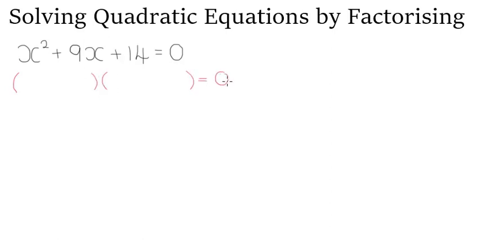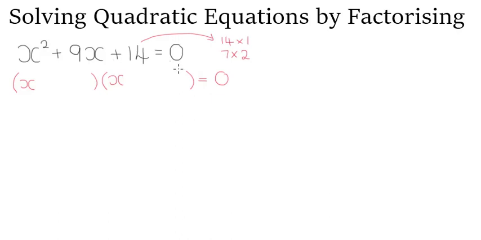So let's first look at how we can get this x squared. Well, obviously we can do an x times an x to give me my x squared. Let's now have a look at this 14. How can I get 14? What two numbers can I times together to give 14? So I can do 14 times 1, that's a nice simple one, or I can do 7 times 2.